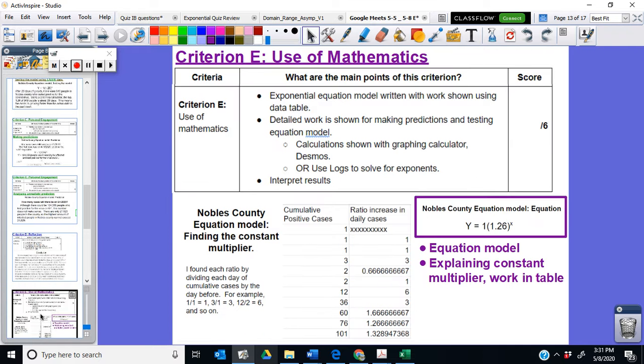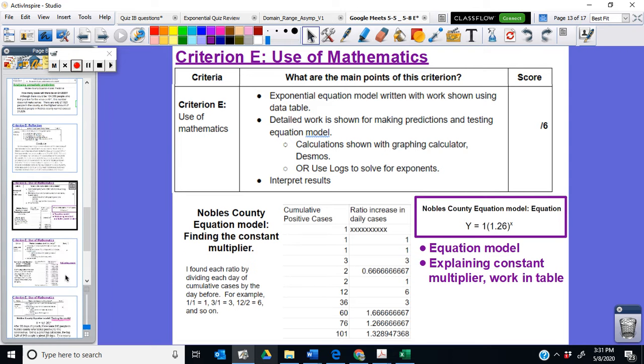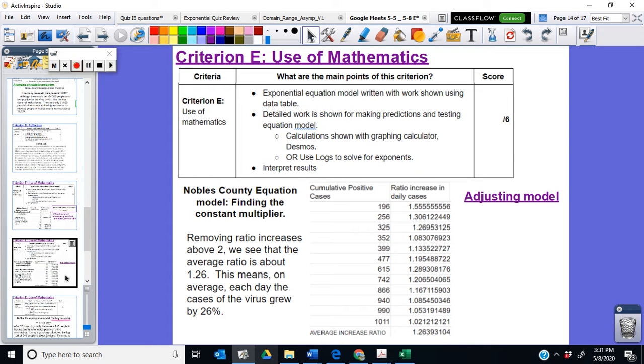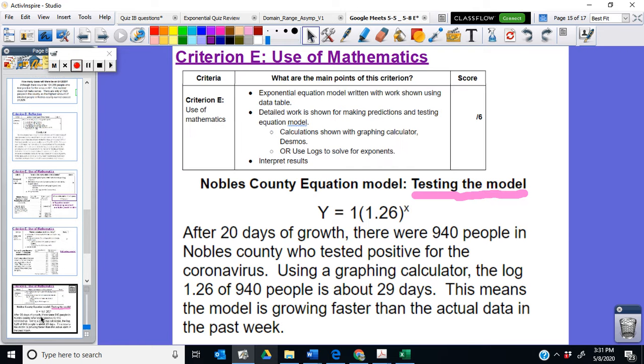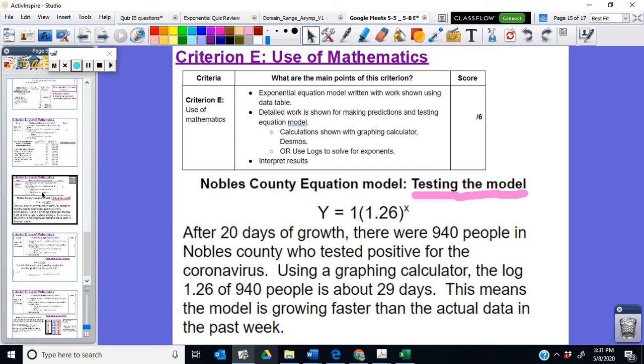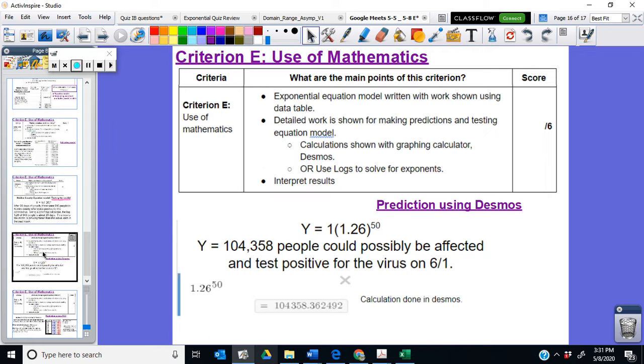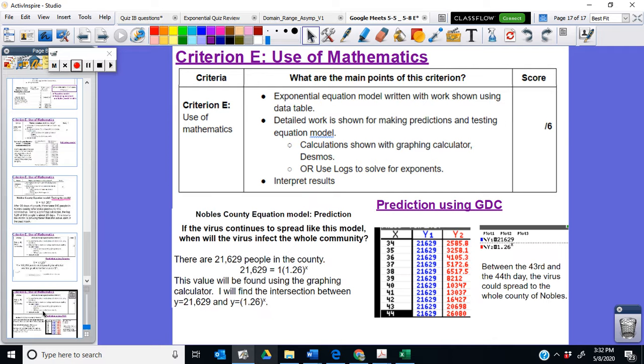And then lastly, use of mathematics. I used an equation model. I explained my work with the constant multiplier. I adjusted the model so that furthers my depth in creating that equation model. I also tested the model to make sure that it fit, and I did it at the beginning and at the end. I showed my work in Desmos, and I also showed my work in the graphing calculator.